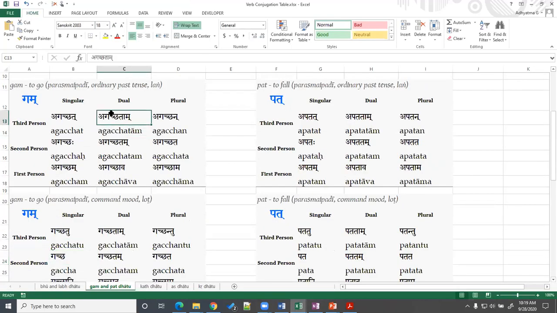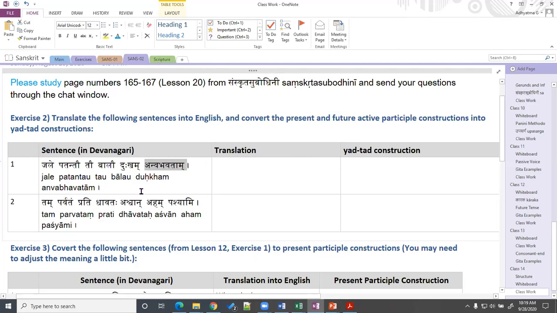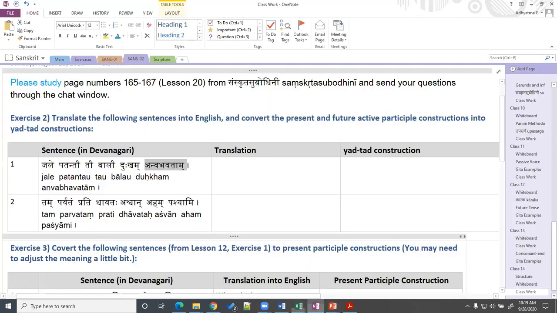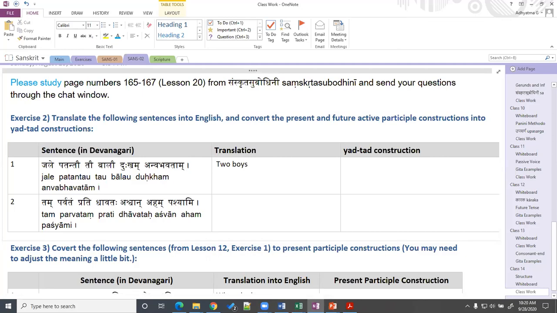So agachatam, this is with the upasarga prefix anu. So the dhatu is bhu, becomes abhavatam, agachatam, abhavatam, and with the prefix anu, it becomes anubhavatam. That means experienced. So the two boys falling in the water experienced sorrow.